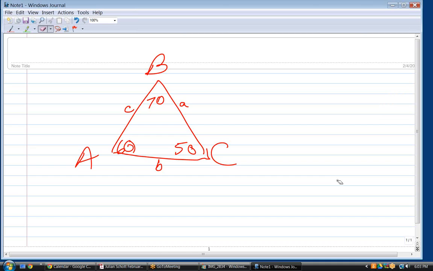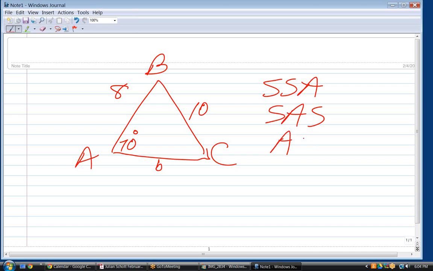What this means is that if we are given three pieces of information of a triangle, we can solve it, no matter what. So let's take an example. There's my three pieces of information. Side, side, angle. And if you remember from your geometry, you've got various combinations. You got side, side, angle. You got side, angle, side. You got angle, side, angle. All of those different combinations.